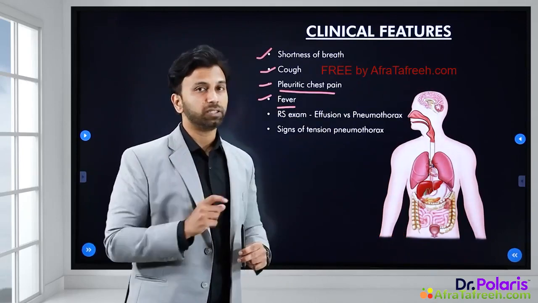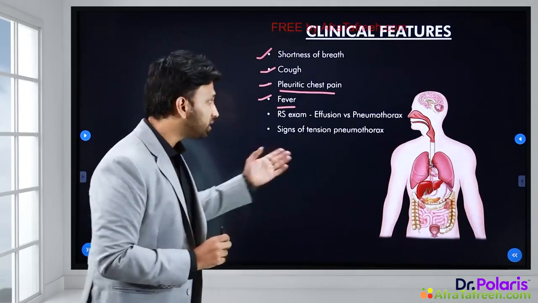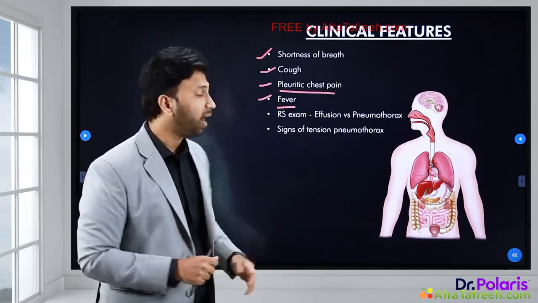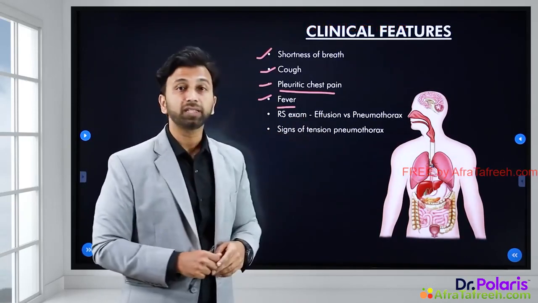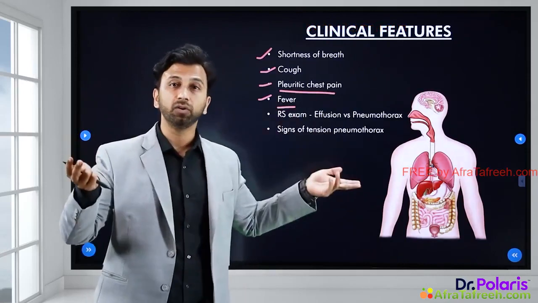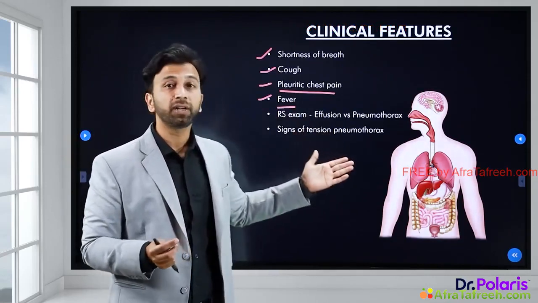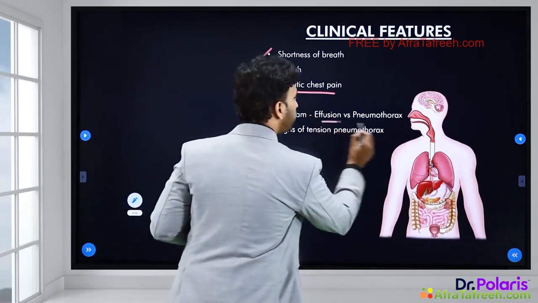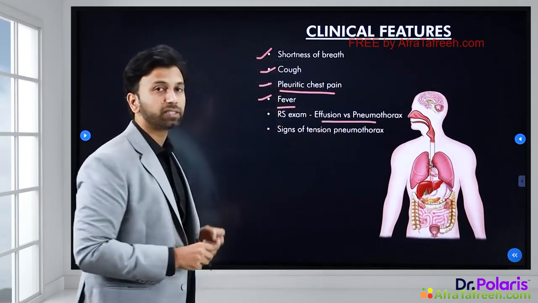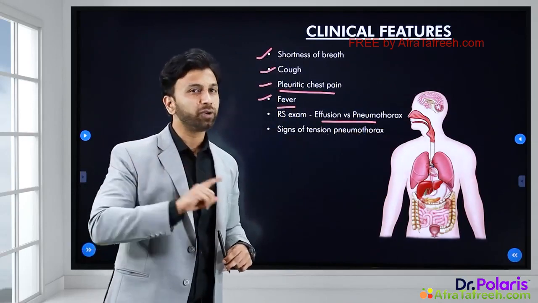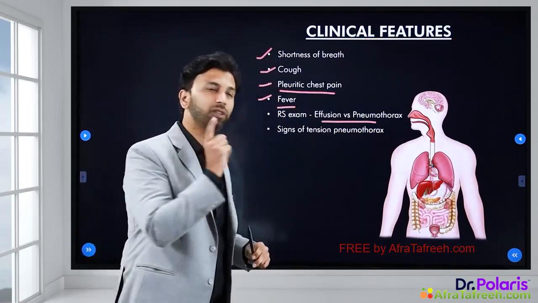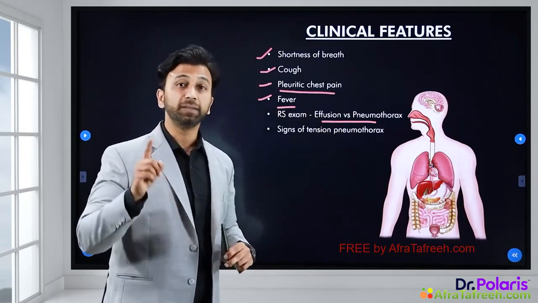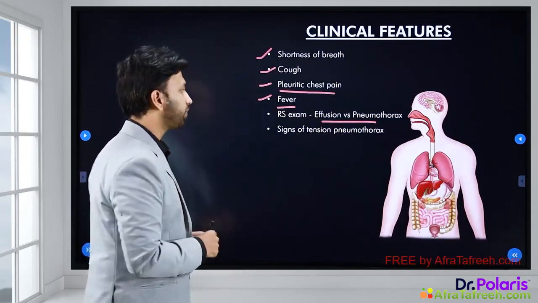Based on percussion. When you percuss an individual with pleural effusion, you will find a dull note. And when you percuss an individual with pneumothorax, you will find a hyper-resonant note. So this is a very important clinical sign for you to remember to differentiate an individual suffering from effusion and pneumothorax. Because just by auscultation, you can never differentiate, because in both situations, air entry is reduced on auscultation. It is the percussion that is going to differentiate.